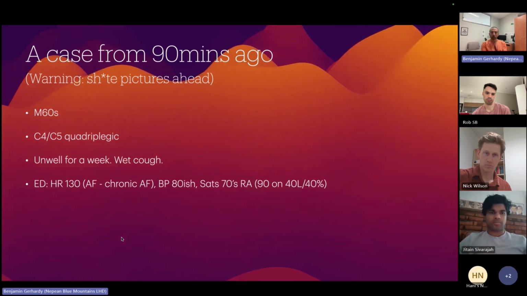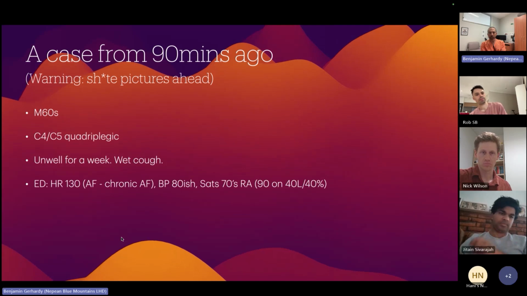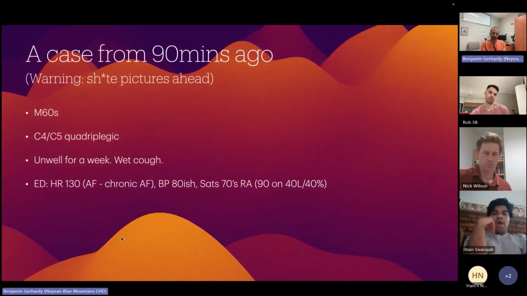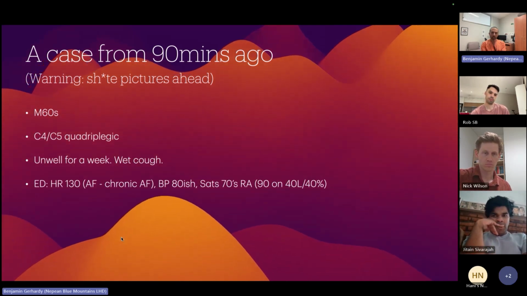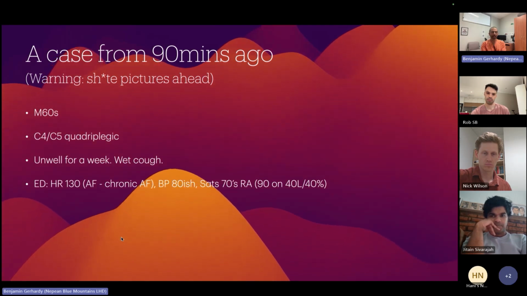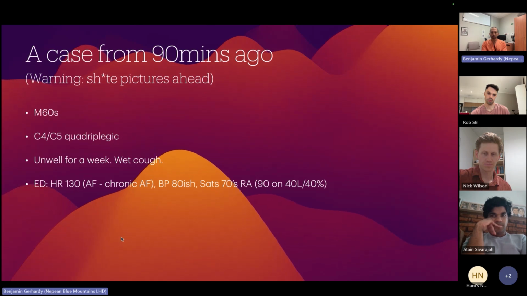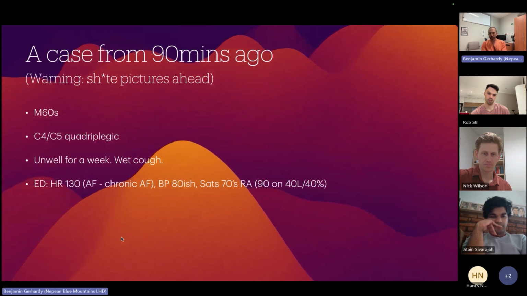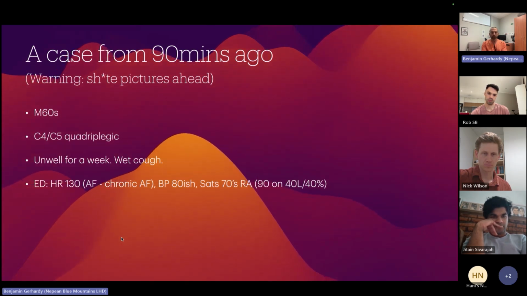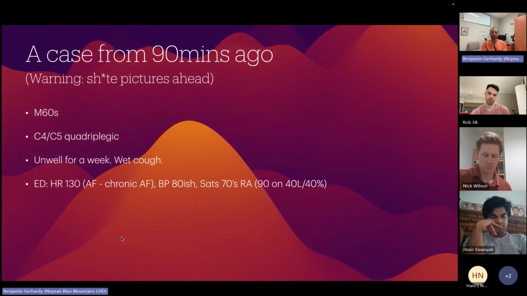And this is just a case from an hour and a half ago because I'm on call today. This is a guy who's actually 67 years old, I've since found out. He's a C4-5 quadriplegic from a working accident from 2005, I think it was. And he's been unwell for a week with a wet cough. He's got a suprapubic catheter in. That output's been fine, not bringing anything up, just sounds a bit congested.